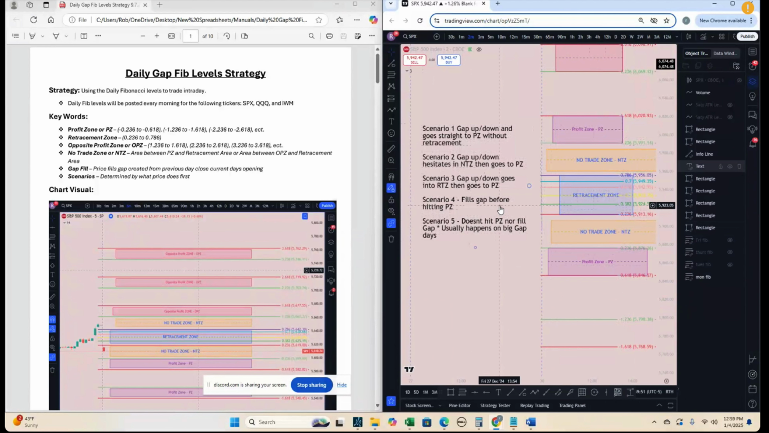All right, we're good there. All right. Scenario five. Doesn't hit PZ nor fill gap. Usually happens on big gap days. Far and few between. It's something that I can typically spot because we've gapped up or gapped down pretty big.